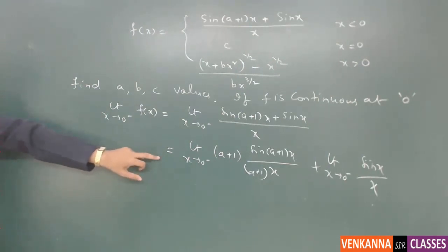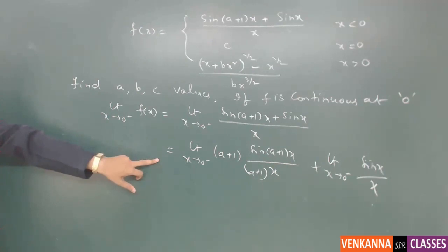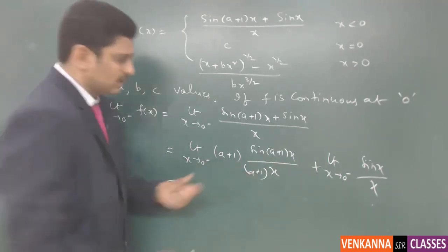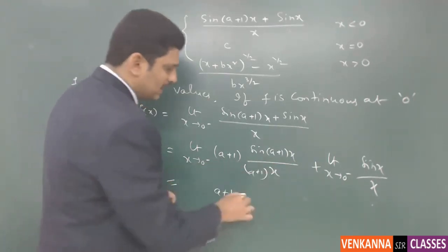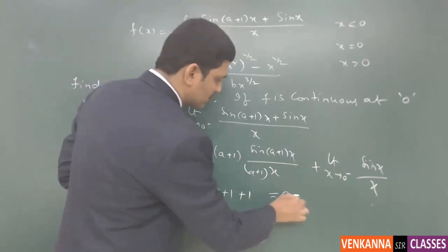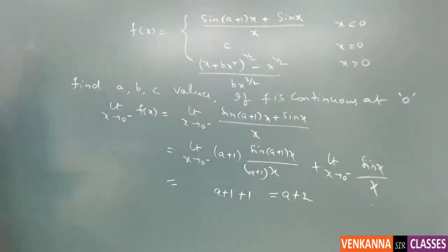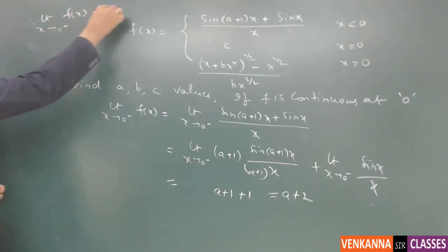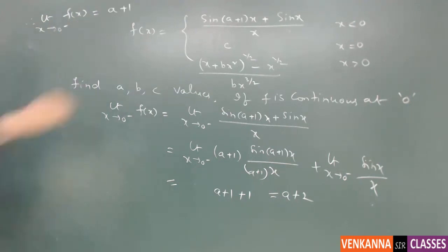Accepted? For calculating the limit part. Any questions for anybody? So here, this value is nothing but a plus 1 and that value is 1, so it is equal to a plus 2. Agreed? So limit x tends to 0 minus f of x is equal to a plus 1. Sorry, a plus 2.